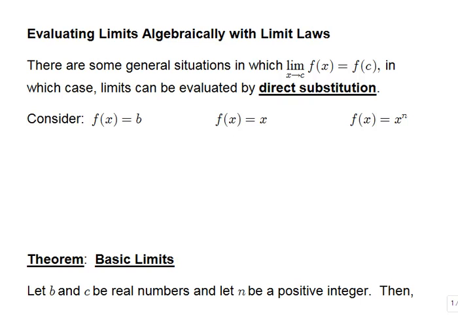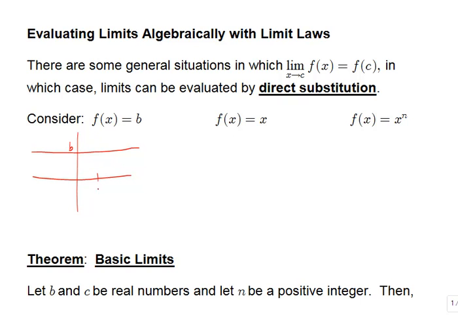The first example would be for a very basic function, a constant function. B here represents any constant. So imagine if you had a function f of x which was always equal to b. That would be like having y equals b. What would the graph of that look like? Well, a constant function, like y equals b, is a horizontal line. So this would be just the graph of a horizontal line at a height of b.